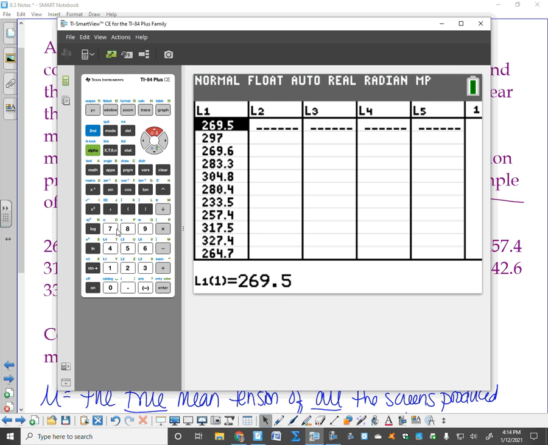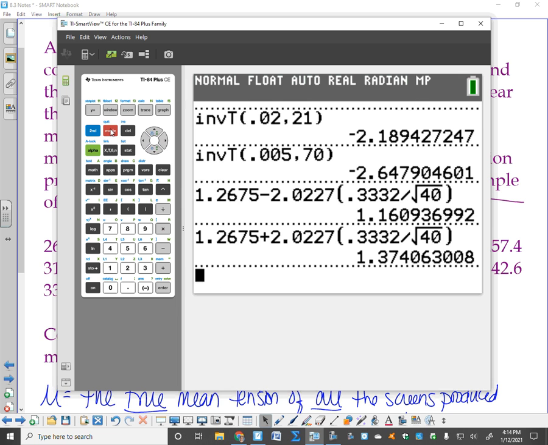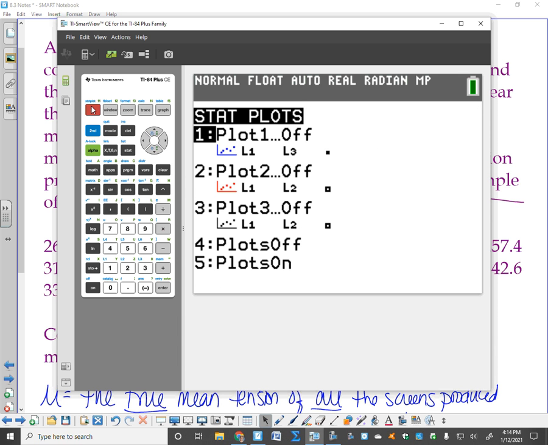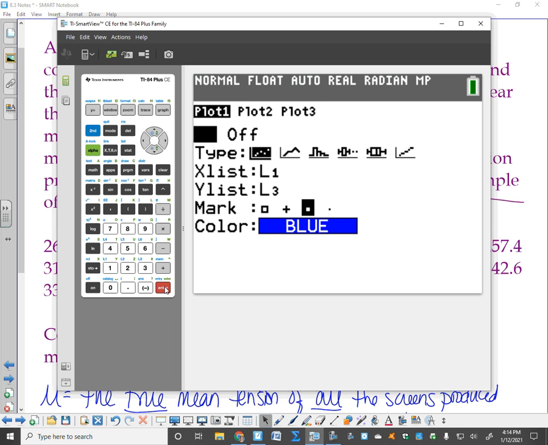And I want to see the shape of this. So I'm going to do a box and whisker, so I'm going to quit. And I'm going to go to stat plot, because that's where I can graph things statsy. So I'm going to hit enter. I want to turn him on. And I want a box and whisker with outliers. So I'm going to that one.